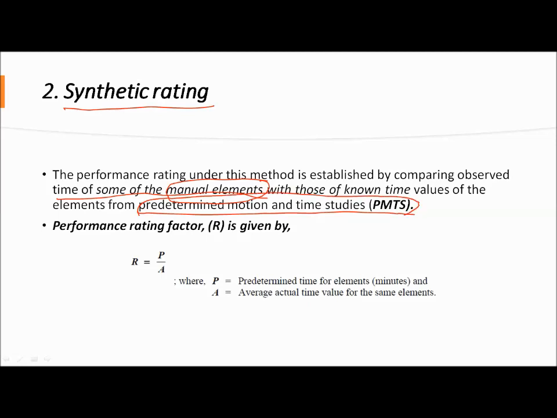After doing this study, you will get some predetermined values, and that is compared with the actual value. This is basically the ratio of the predetermined time for elements and the average actual time value for the same elements. One thing you will have to keep in mind is that you only consider manual elements in this particular method.